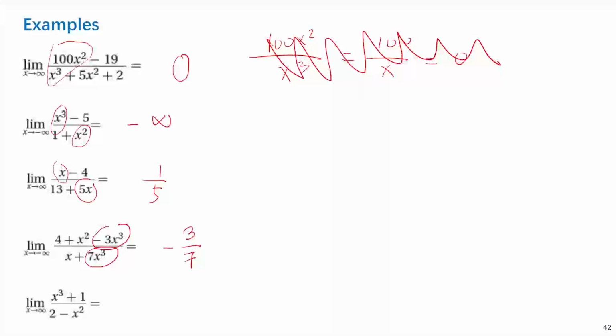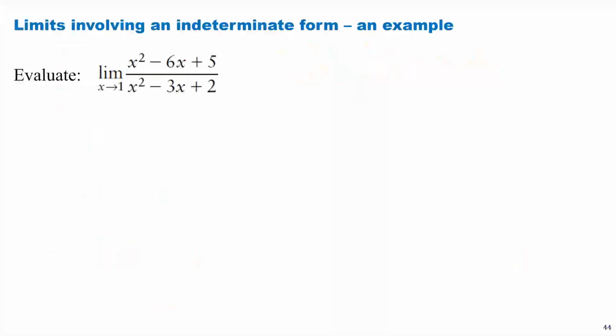Next one, x cubed over negative x squared is negative x. When x approaches positive infinity, this will approach negative infinity, right? Sometimes we might have limits that involve an indeterminate form. For example, how do you evaluate the limit of this rational function when x approaches 1? I'll give you some time to consider this problem, and we'll have a look at the solution together, okay?